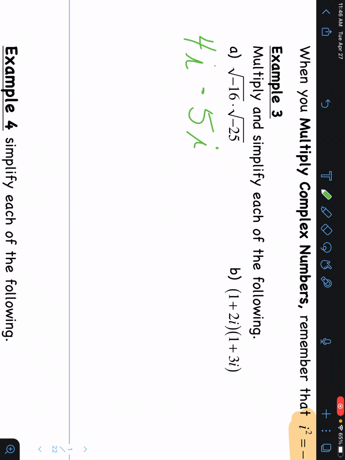And then we can multiply 4 times 5 to get 20. And then i times i is i squared. So right now we have this i squared. As I said a minute ago, we want to turn i squared into -1. So this becomes 20 times -1, which is -20.